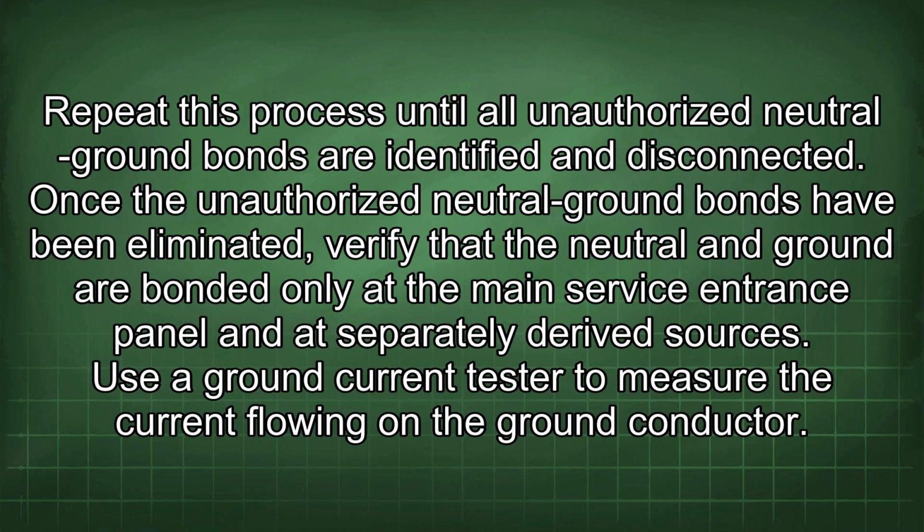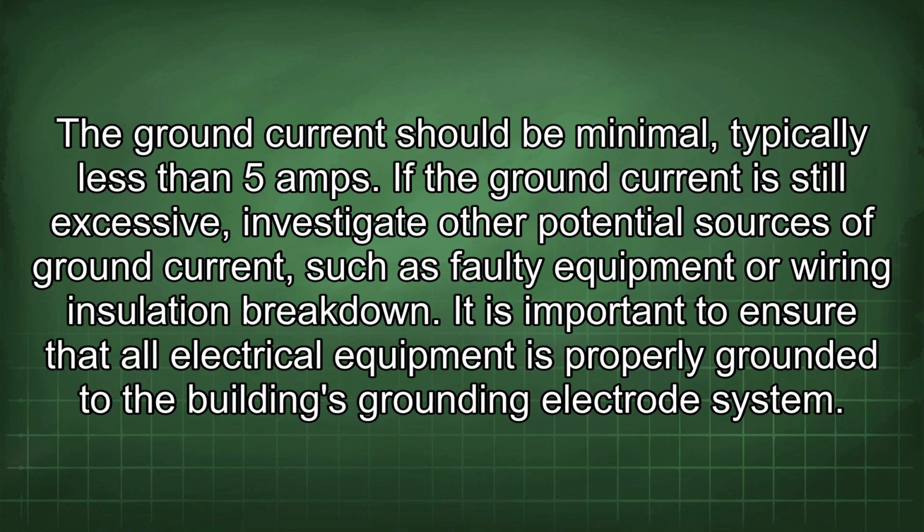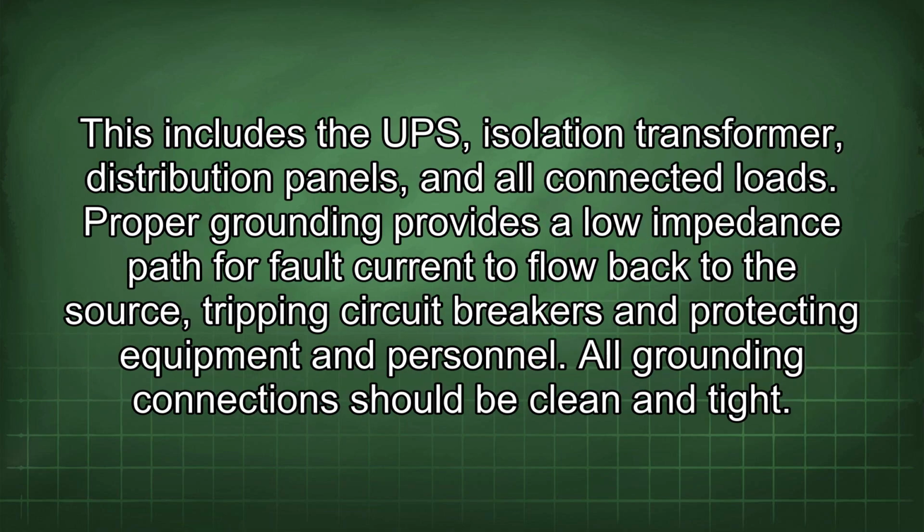Use a ground current tester to measure the current flowing on the ground conductor. The ground current should be minimal, typically less than 5 amps. If the ground current is still excessive, investigate other potential sources of ground current, such as faulty equipment or wiring insulation breakdown. It is important to ensure that all electrical equipment is properly grounded to the building's grounding electrode system. This includes the UPS, isolation transformer, distribution panels, and all connected loads.